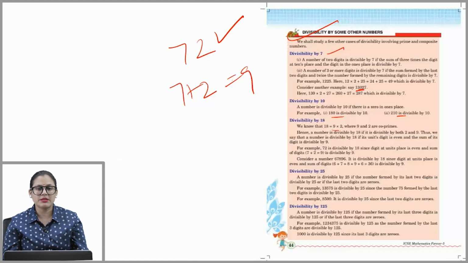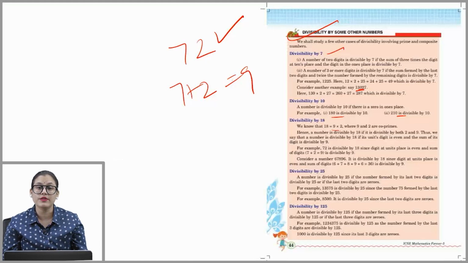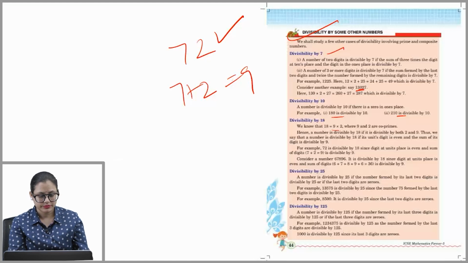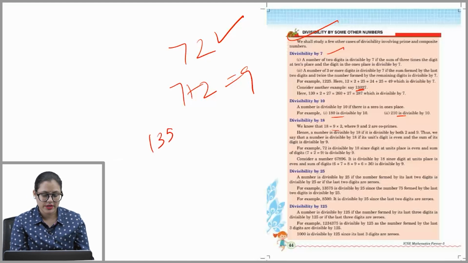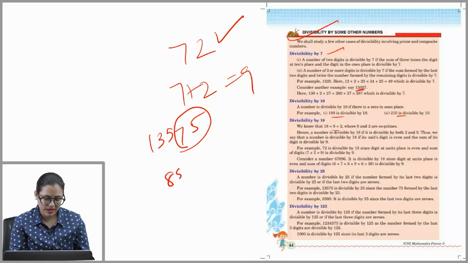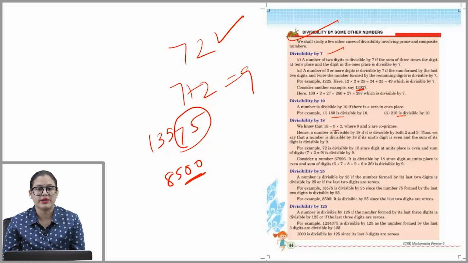Divisibility by 25. A number is divisible by 25 if the number formed by its last 2 digits is divisible by 25 or if the last 2 digits are zeros. For example, 13575. We need to check only the last 2 digits. This is divisible by 25. And 8500, the last 2 digits are 0. That means it is also divisible by 25.